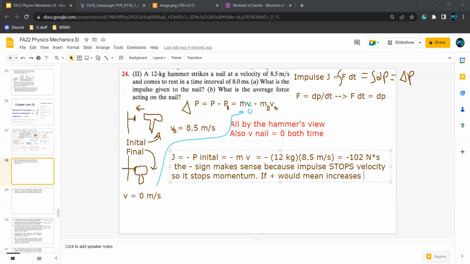If it's positive, that means you're increasing momentum, which is key. Okay, so that's the first question. Then the second question asks, what is the average force acting on the nail?